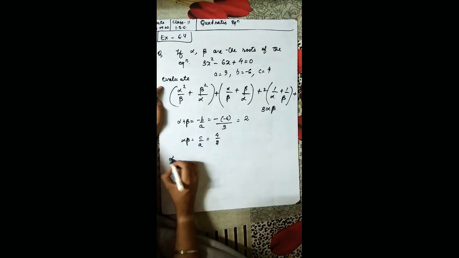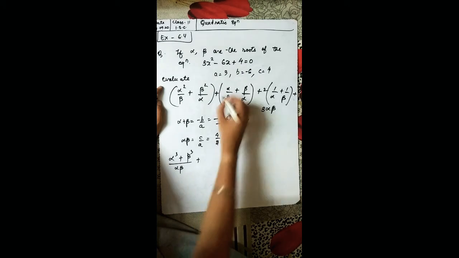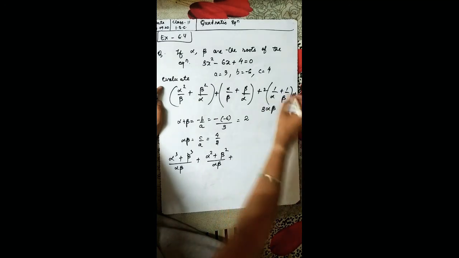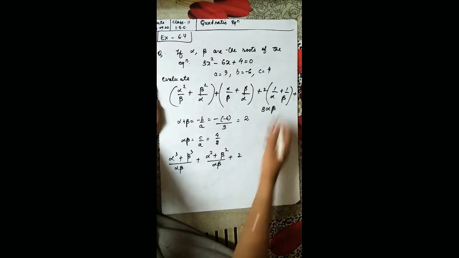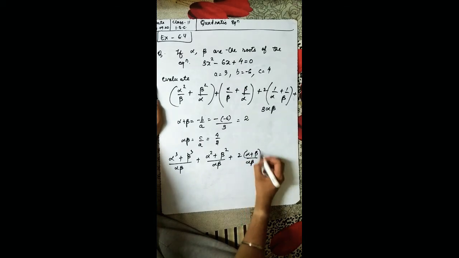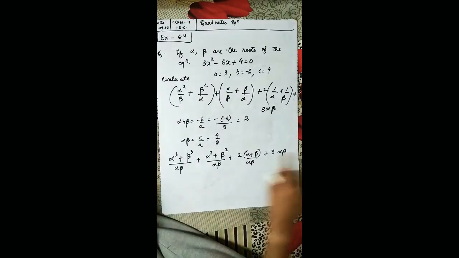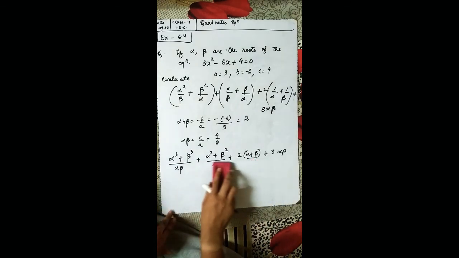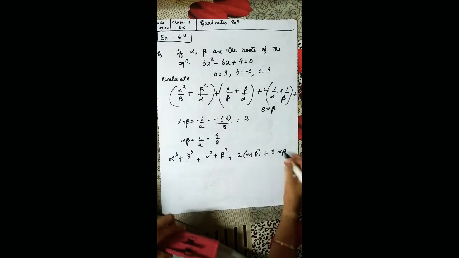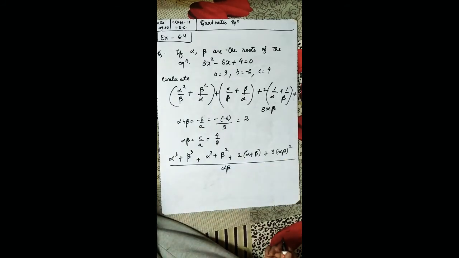So take the LCM, so it will be alpha cube plus beta cube upon alpha beta, plus alpha square plus beta square upon alpha beta, plus alpha plus beta upon alpha beta, and plus 3 alpha beta. If we take the whole LCM, this will become alpha beta the whole square, and the whole divided by alpha into beta.